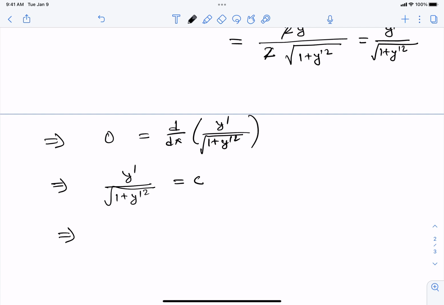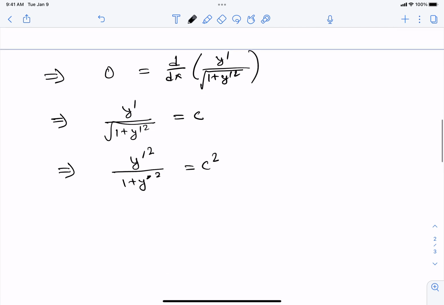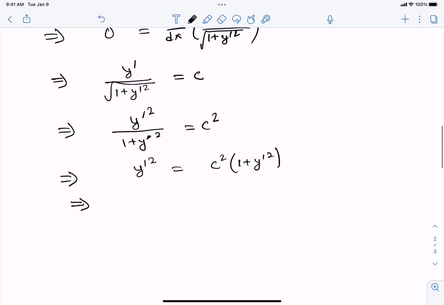To simplify this, what we are going to do is take the square of the whole thing, which will give us y prime square by 1 plus y prime square equals c square. Now we can do some simple algebra, which will give us y prime squared equals c square times 1 plus y prime squared. Okay, all I have done is I have taken this denominator to the right hand side.